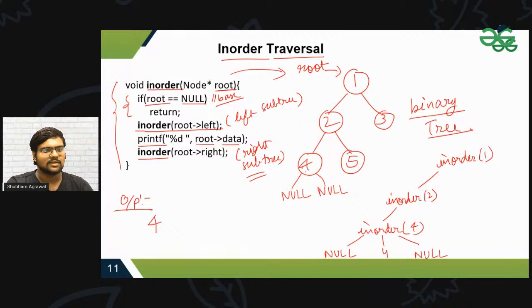Now when this function call is completed, we will again go to inorder of 2. Now in inorder of 2, we first print the data. So 2 will be printed, so the output is 4 2.